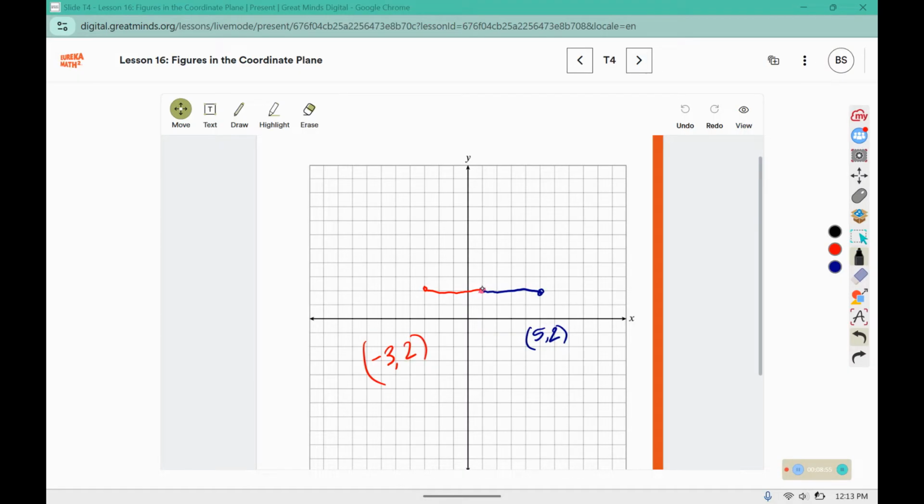Another possibility is to go vertically 4. 1, 2, 3, 4. That has endpoints 1 to the right, and then 1, 2, 3, 4, 5, 6 up. And even one more possibility, we could go vertical down 1, 2, 3, 4. That has the endpoints 1 to the right and down 1, 2. So there are 4 different possibilities for problem 4.